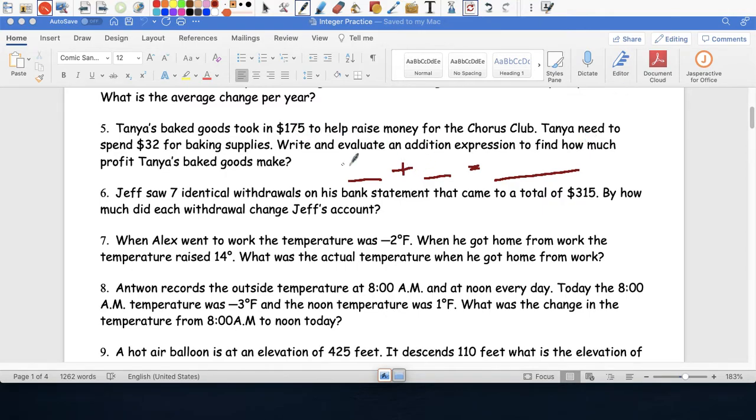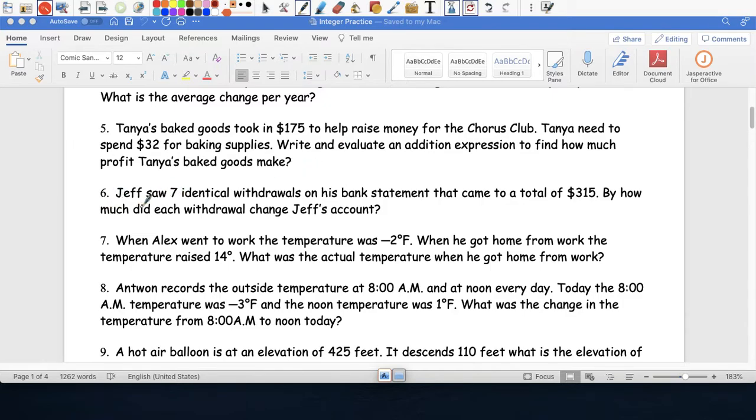Well, she took in $175. So she sold $175 worth of goods, of cookies and cakes and stuff. But those cookies and cakes didn't come out of thin air. She had to buy the supplies, the flour, the chocolate, the raisins, the oatmeal, etc. And that all cost $32. But that's her expense, so her expense will be written as negative $32. At the end of the day, how much did she really make? Well, it's $175 minus 32, which is $143.